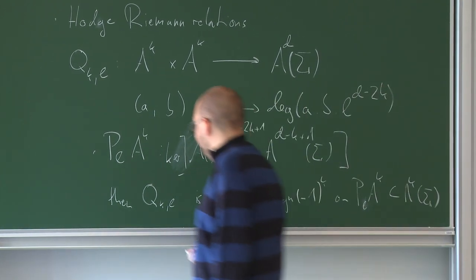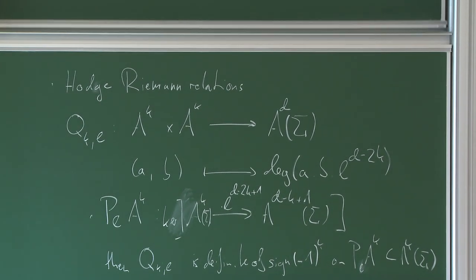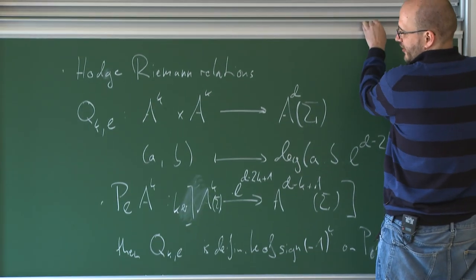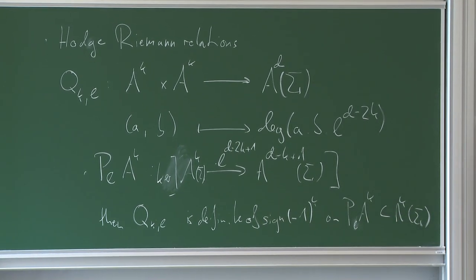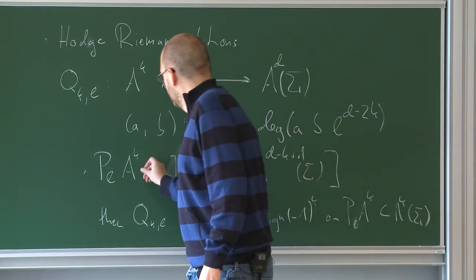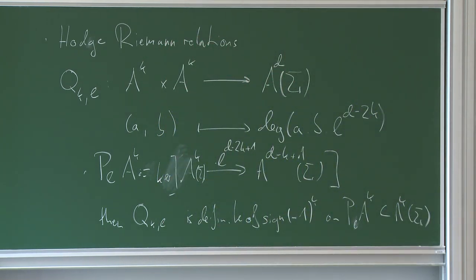All right, and that's it. That's the Hodge-Riemann relations. Power k, minus 1 to the power k, on the subspace that I defined here. This is a kernel. It should depend on just the primitive part. Yeah, not the other one, just this one.